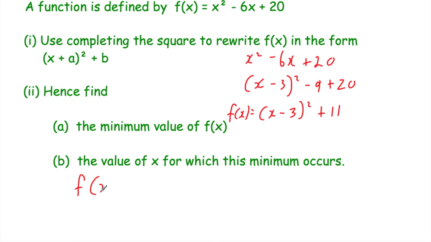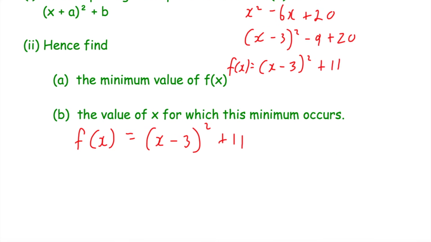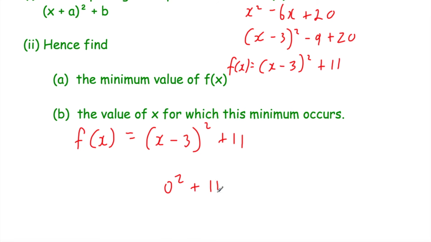We've got f of x equal to (x minus 3) squared plus 11, and we've been asked to find the minimum value of this f of x. The minimum value will be whenever the bracket is equal to 0, because a positive squared is positive and a negative squared is also positive. If this bracket is equal to 0, then we get 0 squared plus 11, which is equal to 11. So the minimum value of f of x is 11. That's the answer there, 11. The lowest possible value of f of x is 11.